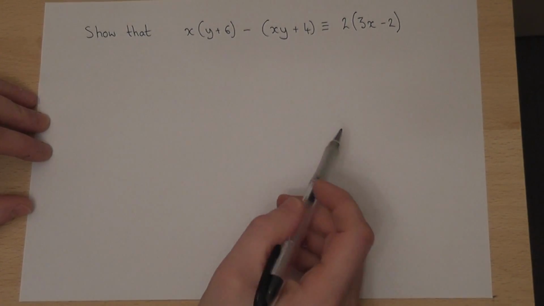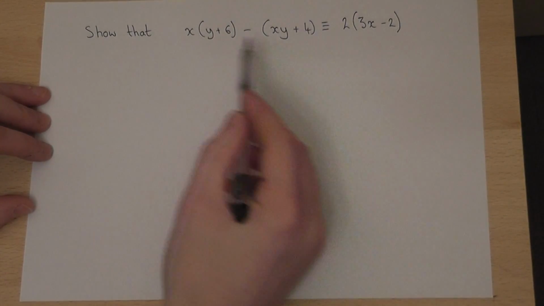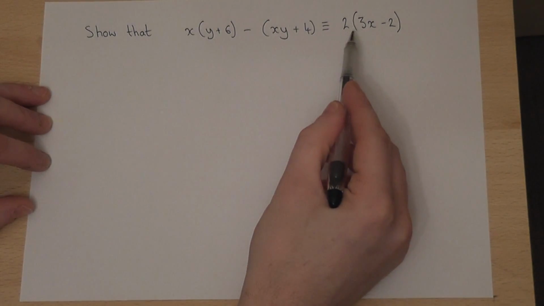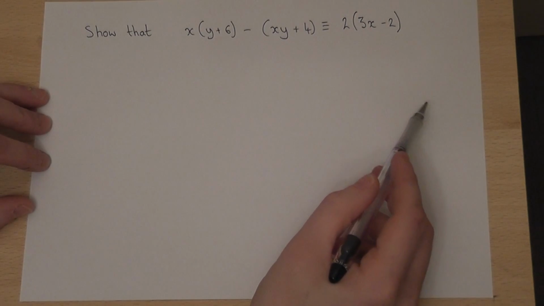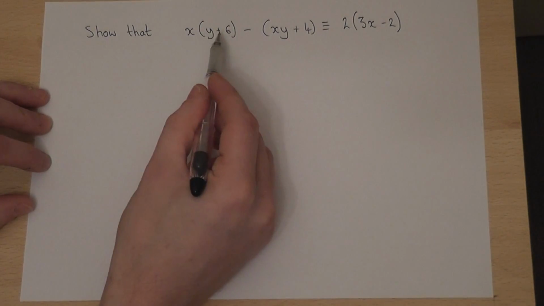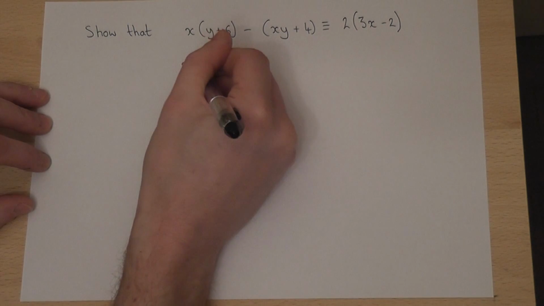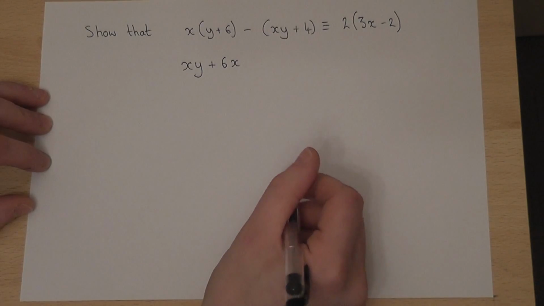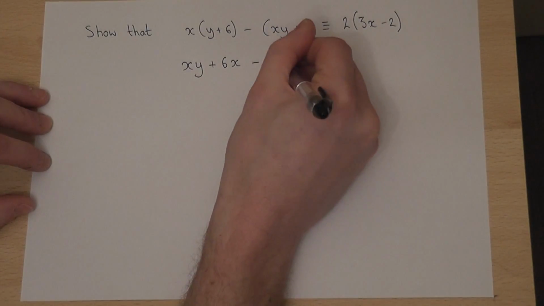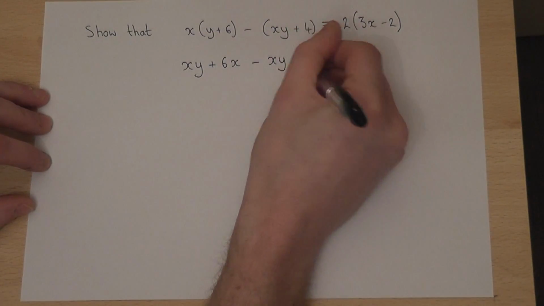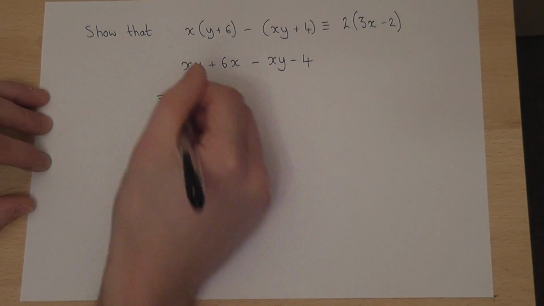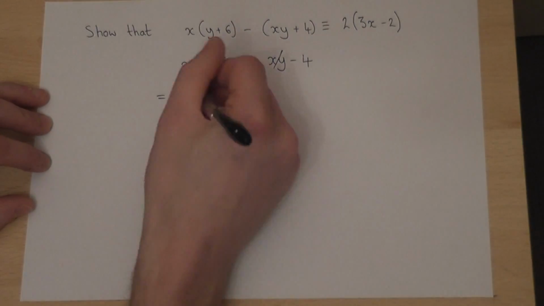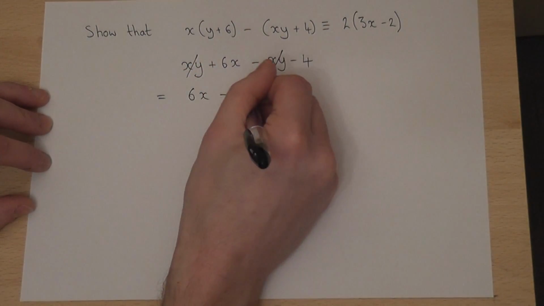In this question we're asked to show an identity, which is that if we expand the left hand side, the answer will give us the thing on the right hand side. Now to expand this, we times the first bracket by x, so we get xy plus 6 times x, and I must take away an xy, but also take away a 4. Now xy, take away xy, cancel off, so I'm left with 6x take away 4.